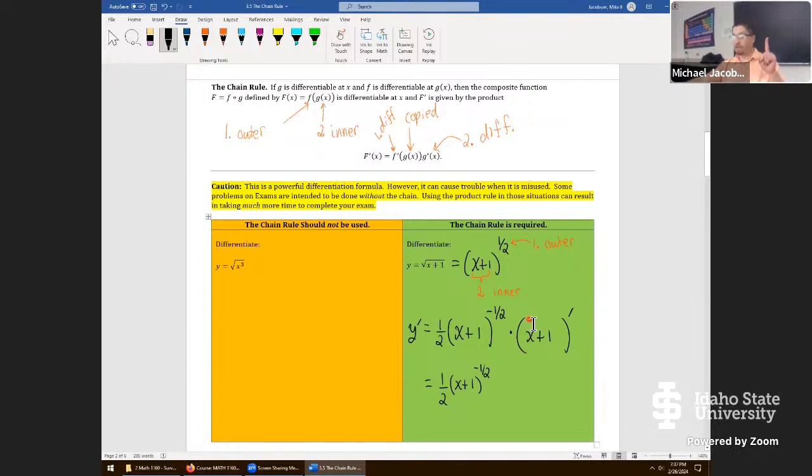Here, the derivative of x is a 1. That goes to a 0. So we're multiplying by 1. That means it's done right at that stage. We didn't have to do anything further. We've got the right derivative.